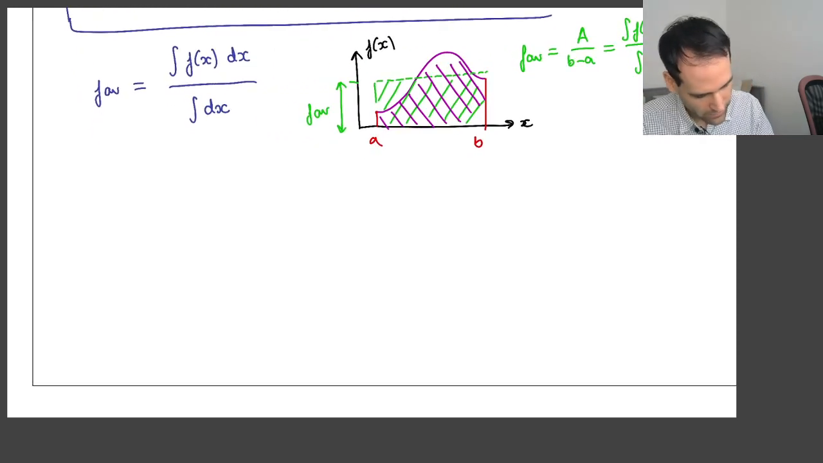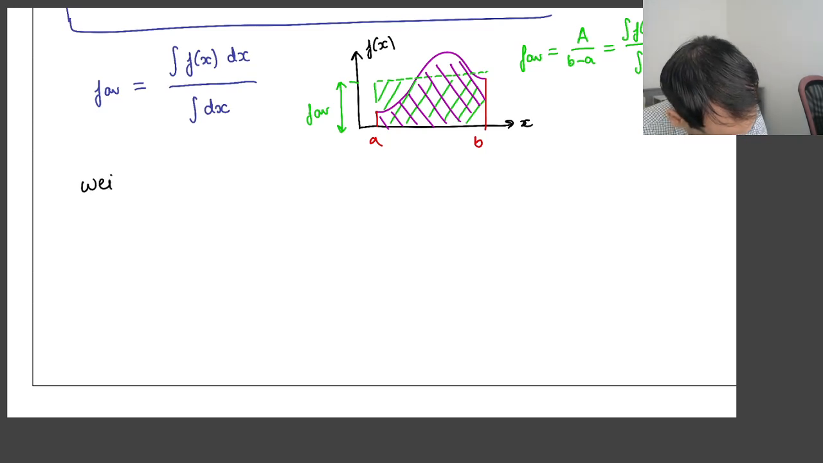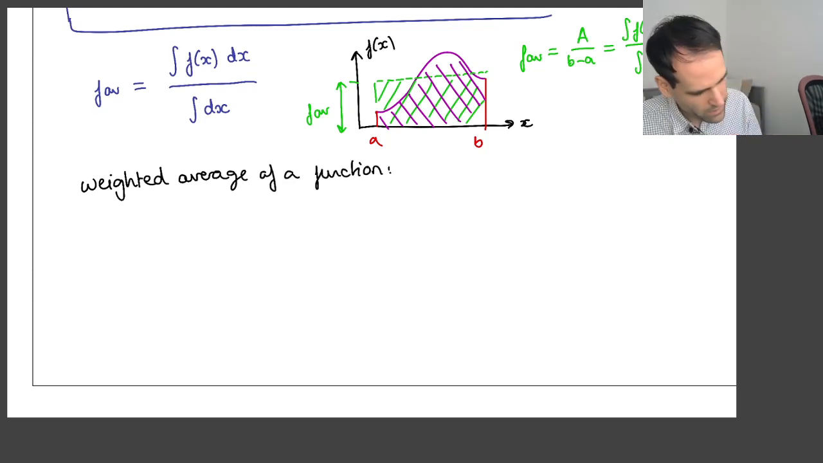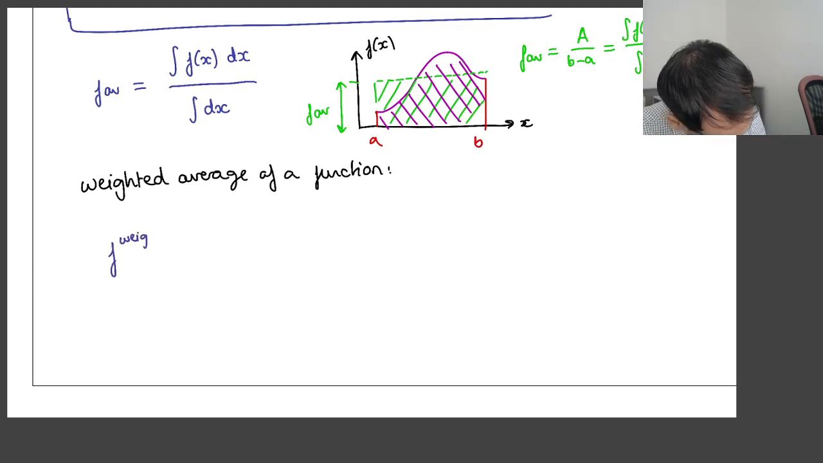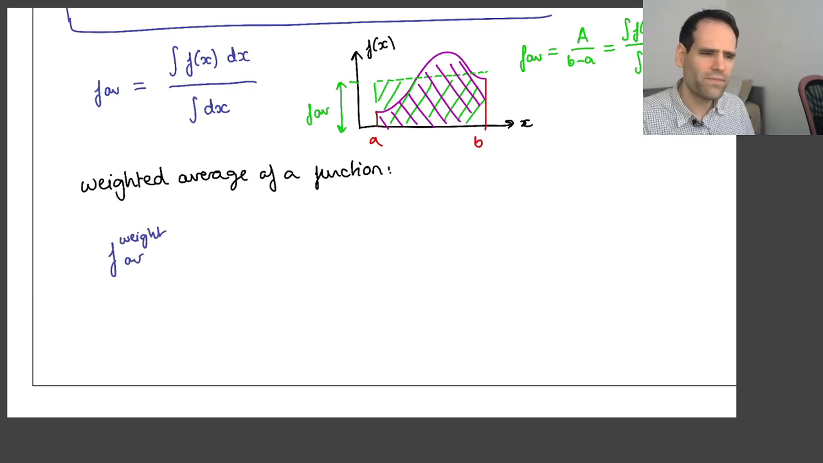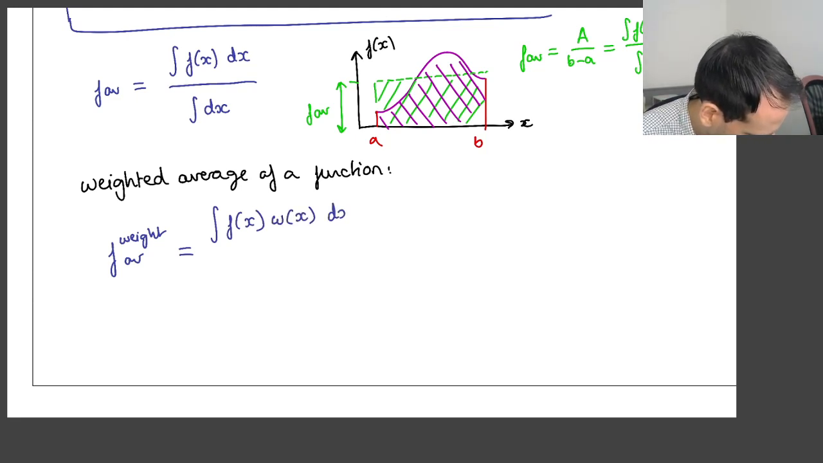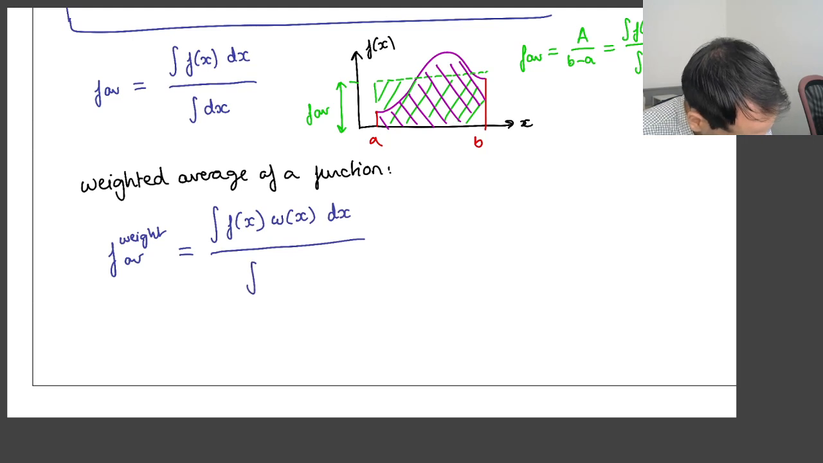There is a slightly more nuanced concept, which is the concept of a weighted average of a function. The weighted average of a function is a little bit more difficult to explain, but it's easy to define. It's just the integral of f of x times a weight function w of x dx divided by the integral of w of x dx.